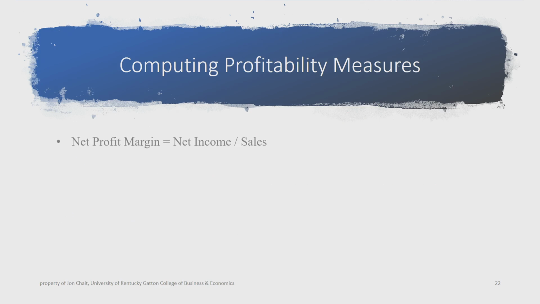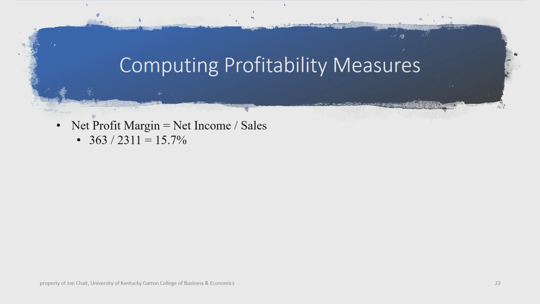So the next series of measures are the profitability measures. The most common one is the net profit margin, which is simply net income divided by sales. So that's a very fundamental ratio that's used by many, many people.